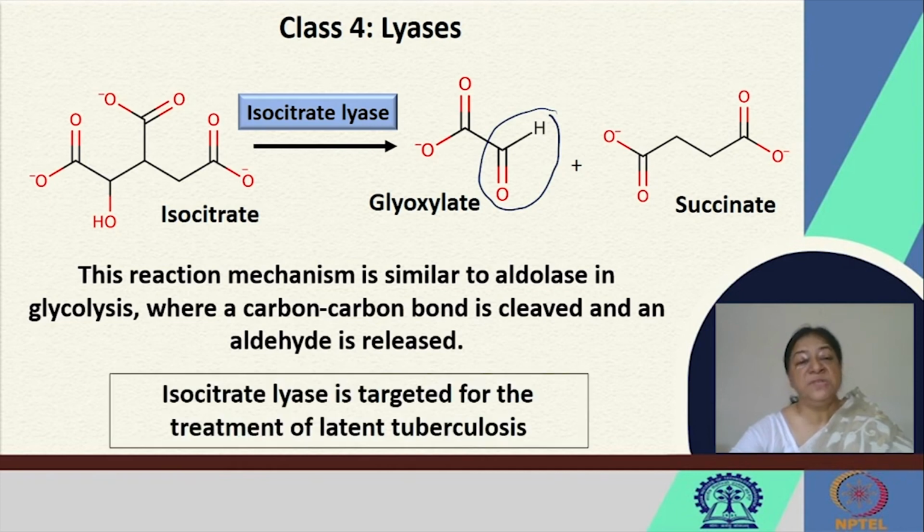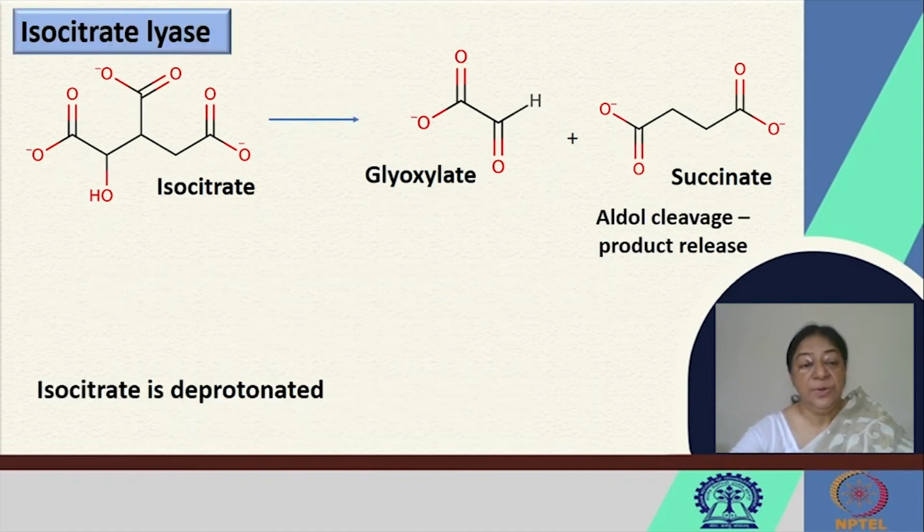The importance of this enzyme is that isocitrate lyase is the target for the treatment of latent tuberculosis. So inhibitor design is important in this particular enzyme. We look at isocitrate.